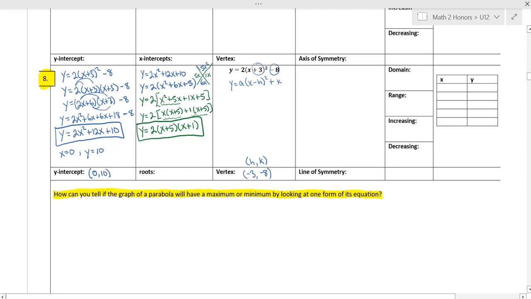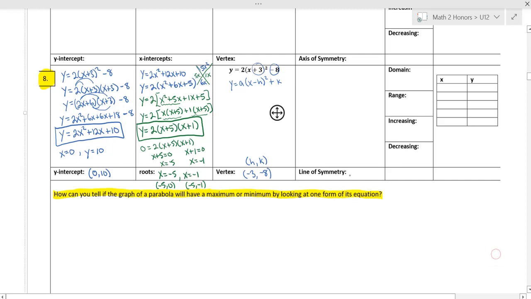And from factored form, you can get your roots easily. Set y equal to 0 and solve. And since it's already factored, you just take your factors that have x in them and set those equal to 0. So x plus 5 and x plus 1 equals 0. And solve for x. And you get x is negative 5 and x is negative 1. And from your roots you get x-intercepts. So negative 5 comma 0 and negative 1 comma 0.